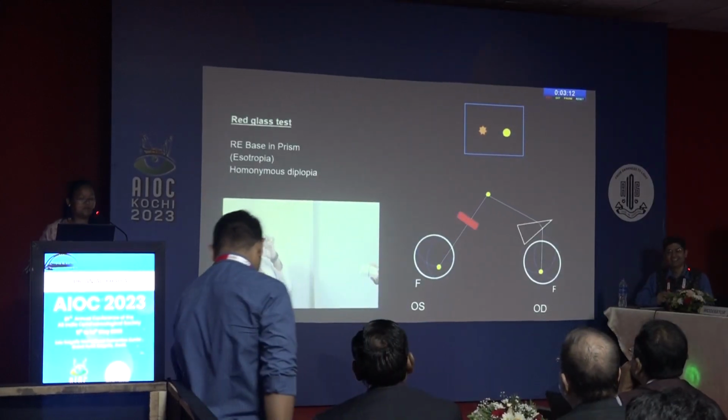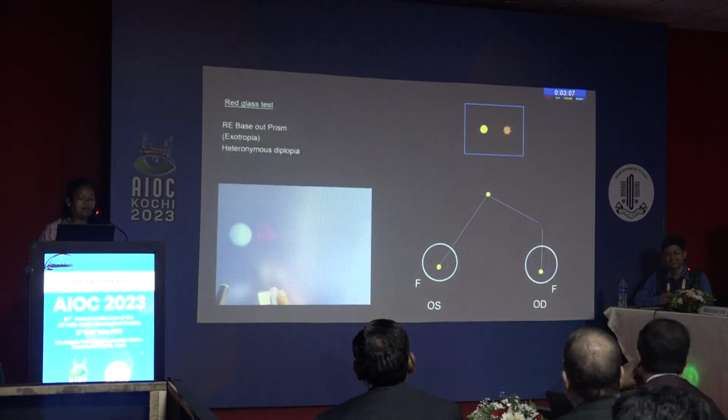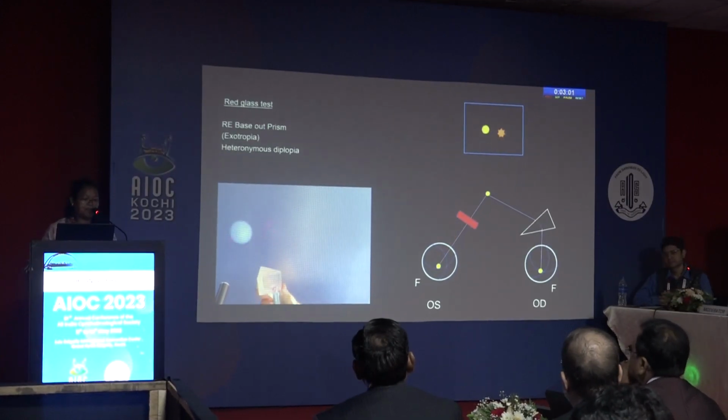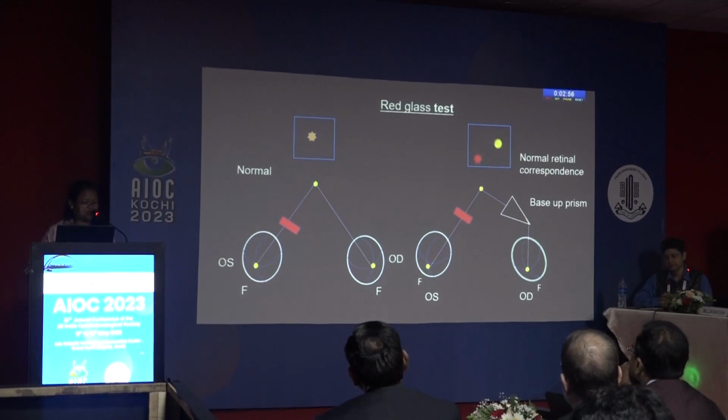When a base-in prism is placed, we make esotropia, and we see homonymous diplopia. When a base-out prism is placed, we make exotropia, and we see heteronymous diplopia. Similarly, for the base-up prism, we see normal retinal correspondence.